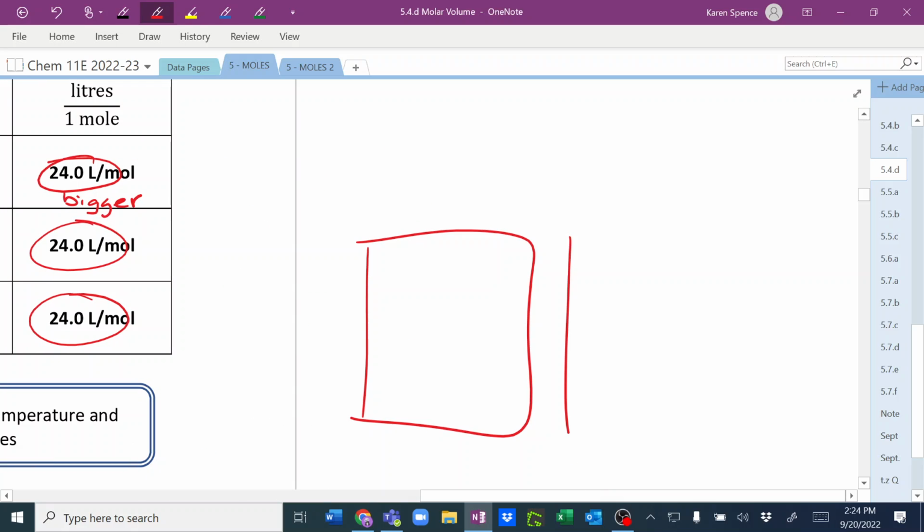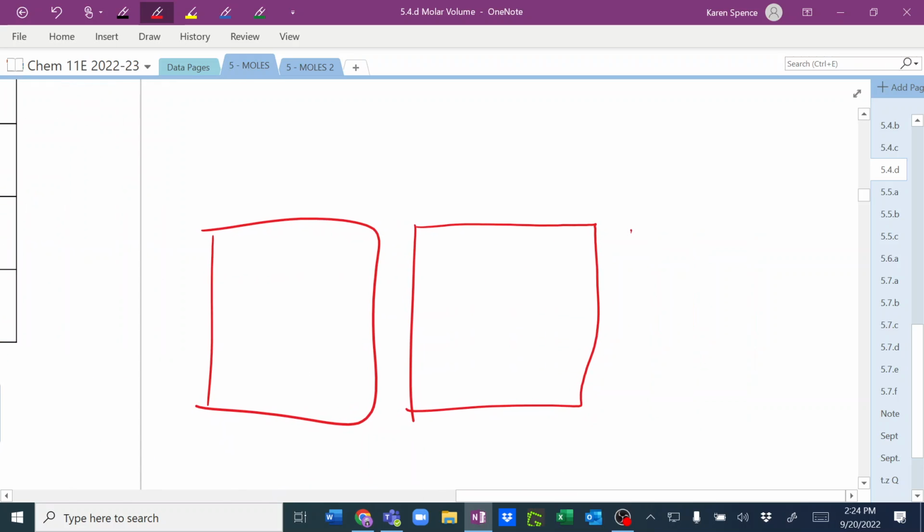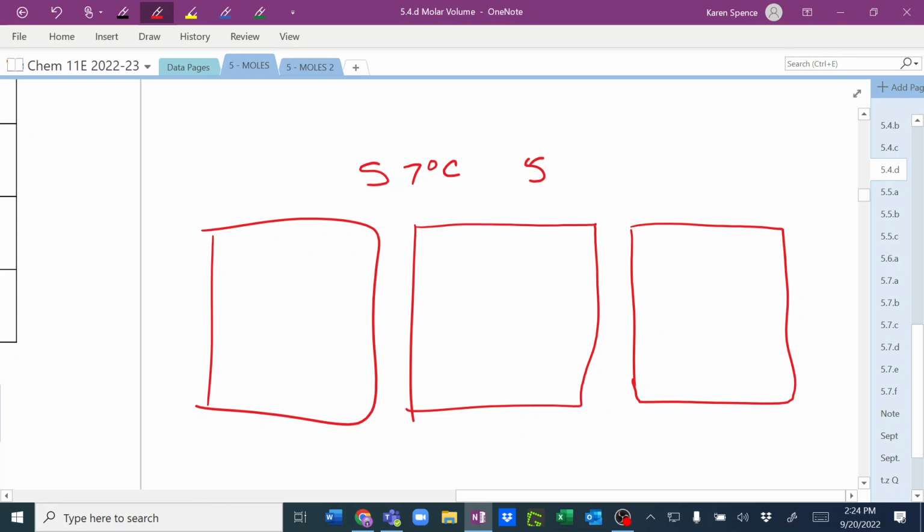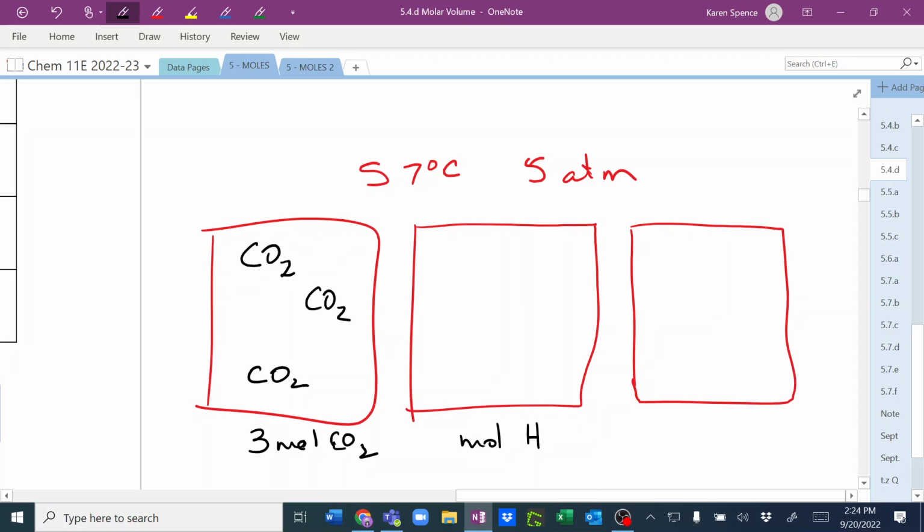So if I was to give you 3 identical boxes, and they were all at 57 degrees Celsius and 5 atmospheres pressure. And I told you there were 3 moles of CO2 in this container. How many moles of helium would be in the second container? 3. And you could do the same thing for, say, ammonia. Okay, there would be 3.